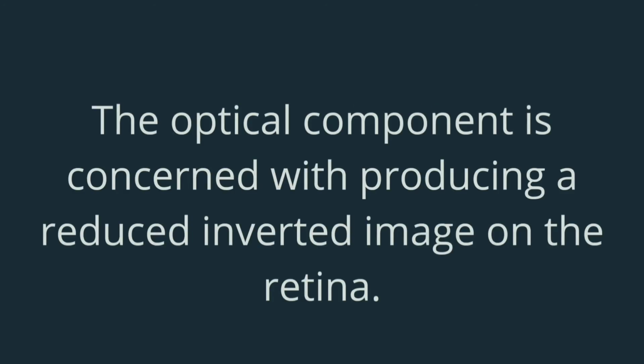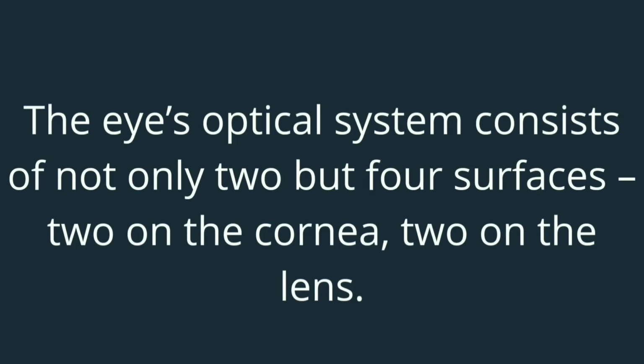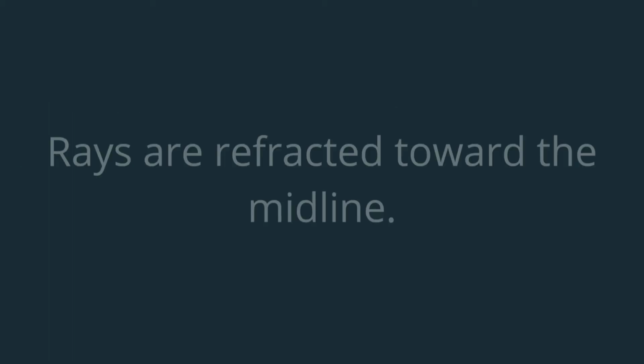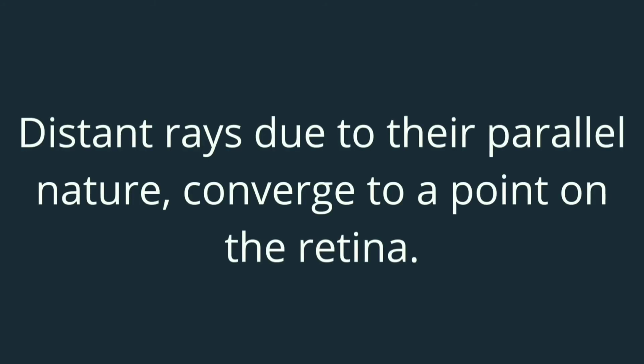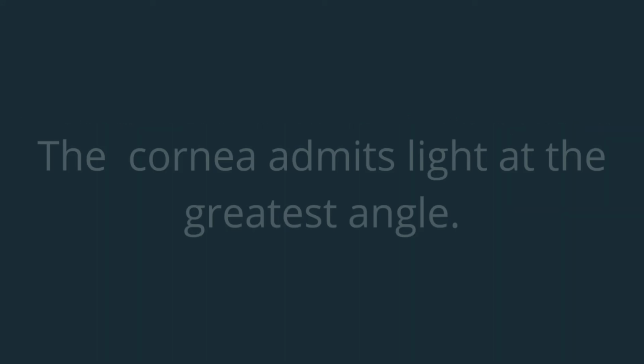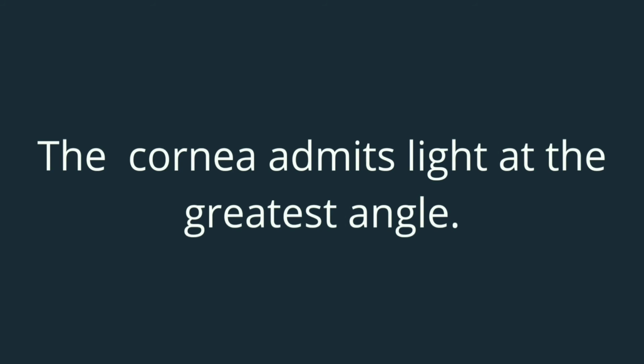The optical component is concerned with producing a reduced inverted image on the retina. The eye's optical system consists of not only 2 but 4 surfaces, 2 on the cornea and 2 on the lens. Rays are refracted toward the midline. Distant rays, due to their parallel nature, converge to a point on the retina. The cornea admits light at the greatest angle.